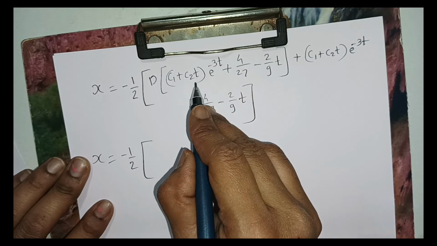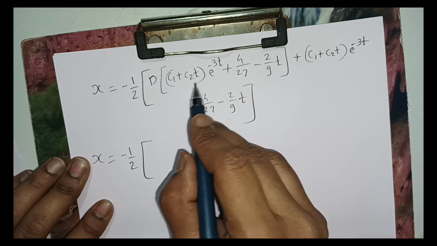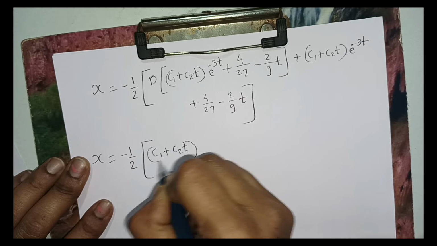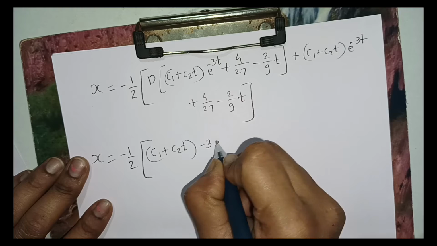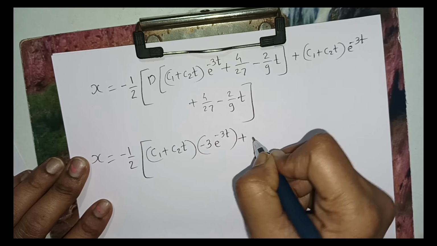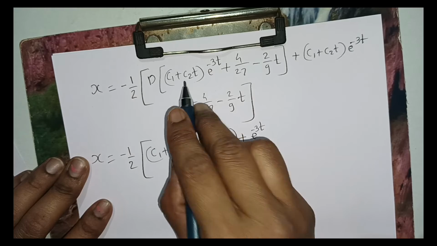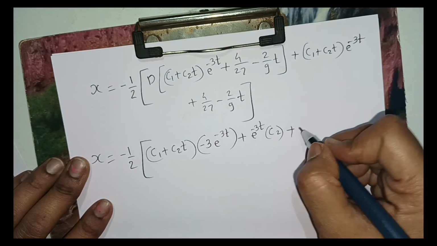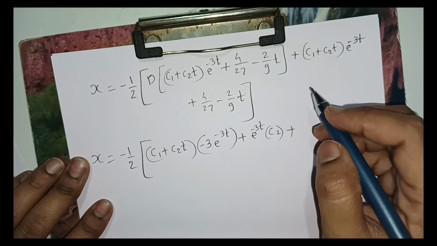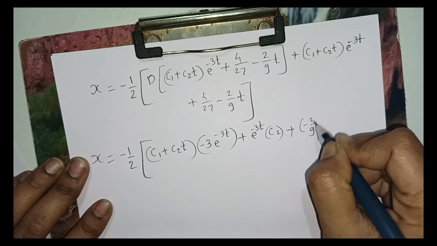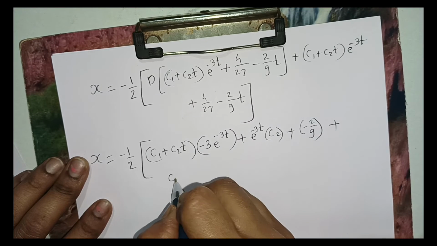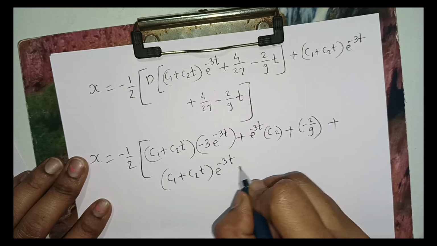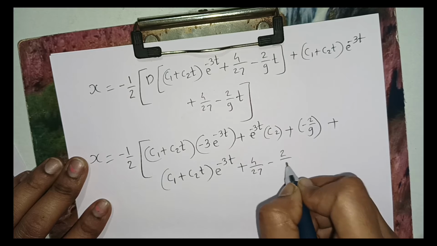Derivative of this function: this is a product of two functions, so we have to use the product rule to differentiate. Keep this c1 plus c2t as it is. Derivative of e raised to minus 3t is minus 3 e raised to minus 3t, plus keep e raised to minus 3t as it is, derivative of c1 plus c2t is c2 simply. Plus derivative of 4 by 27 is 0, plus derivative of minus 2 by 9 t is minus 2 by 9, plus (c1 plus c2t) e raised to minus 3t plus 4 by 27 minus 2 by 9 t.